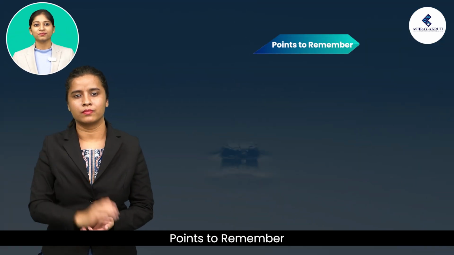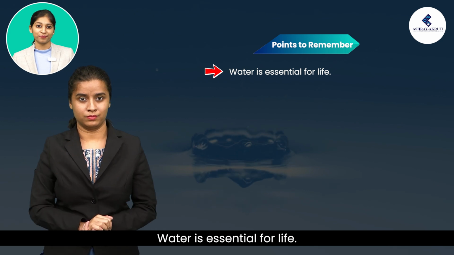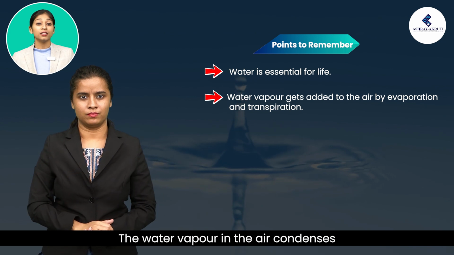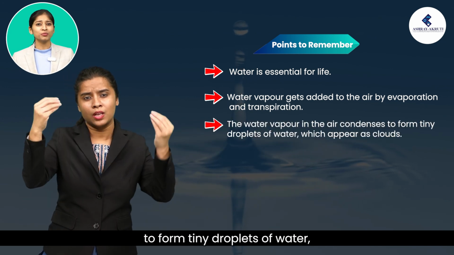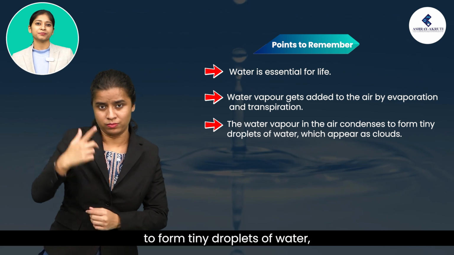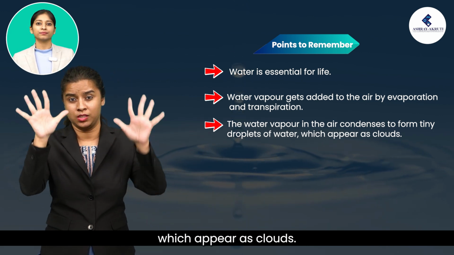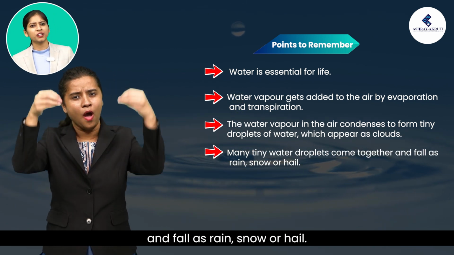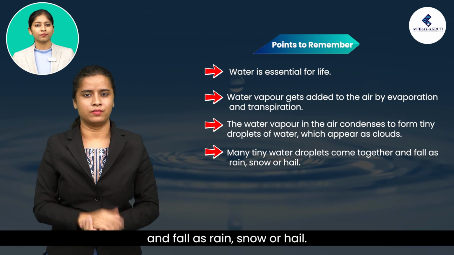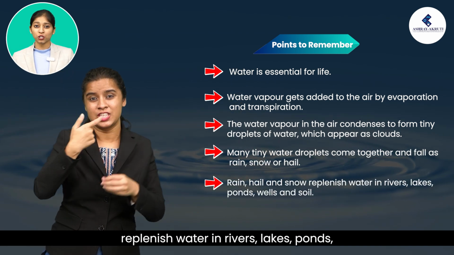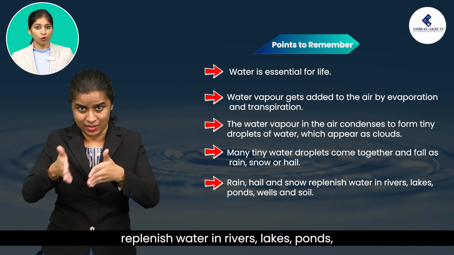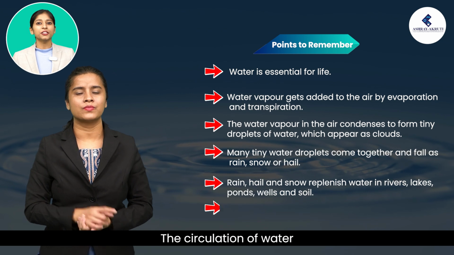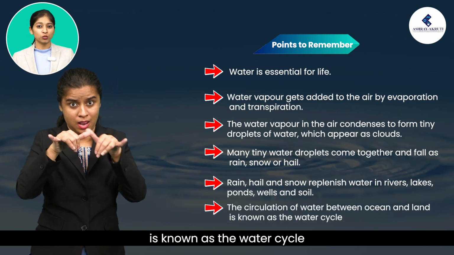Points to remember. Water is essential for life. Water vapor gets added to air by evaporation and transpiration. The water vapor in the air condenses to form tiny droplets of water, which appear as clouds. Many tiny water droplets come together and fall down as rain, snow, or hail. Rain, hail, and snow replenish water in rivers, lakes, ponds, wells, and soil. The circulation of water between ocean and land is known as the water cycle.